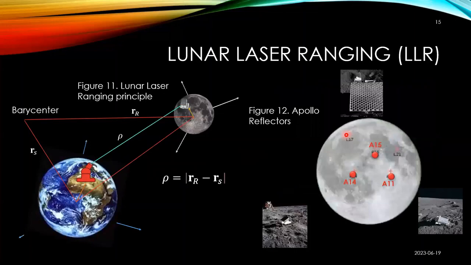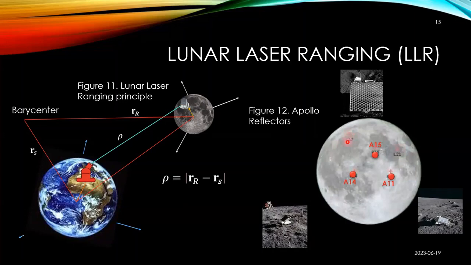So lunar laser ranging is very similar. They have put more than three reflectors, about three now are the Apollo reflectors, Apollo 14, 15, and 11. And you see the photo of the reflectors here. And they have put these reflectors on the surface of the Moon. Also, L21 is another reflector, from the French Space Agency, I think.